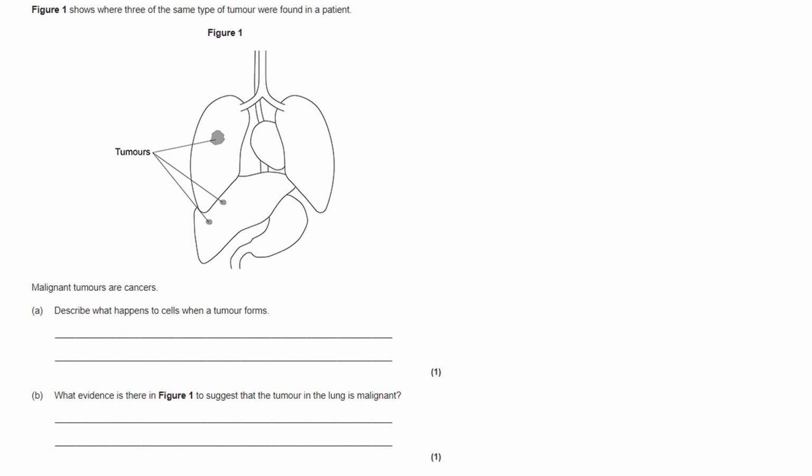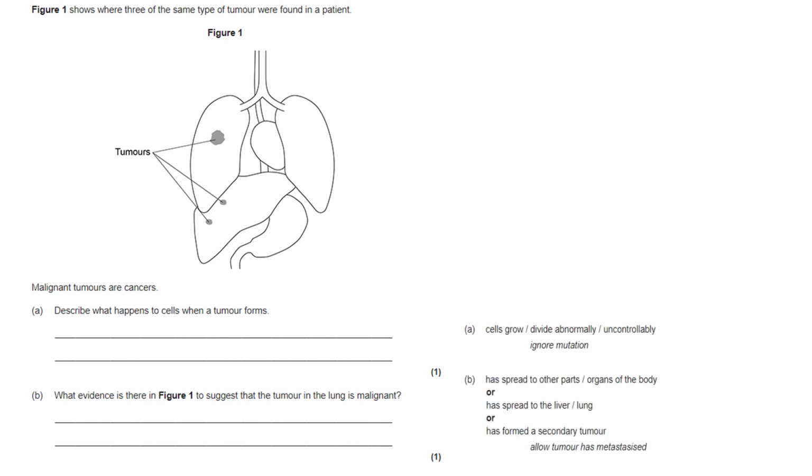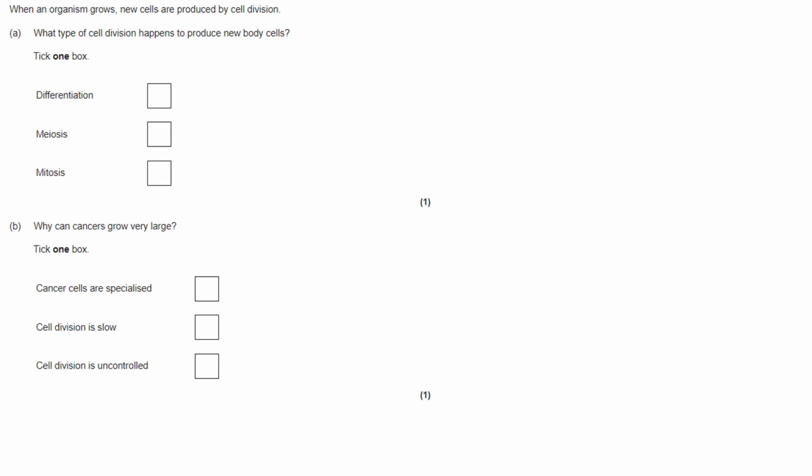Malignant tumors are cancers. Describe what happens to cells when a tumor forms. Well, we know that is uncontrolled cell division. What evidence in the figure is there that the tumor is malignant? Well, look, it's in the lungs. It's spread to the liver.